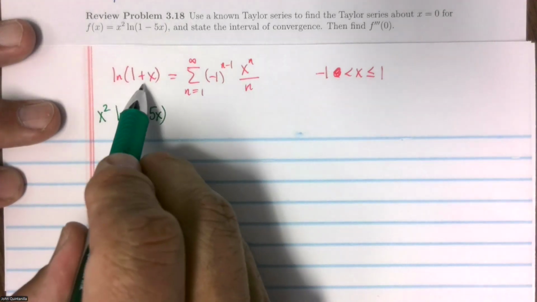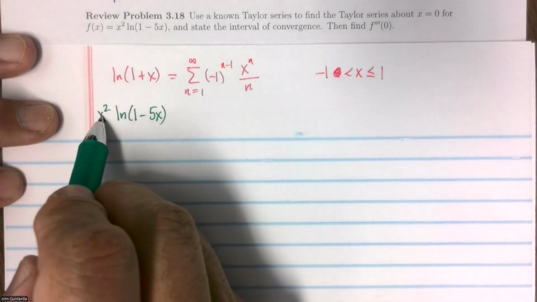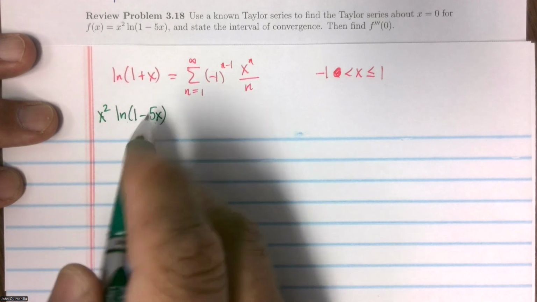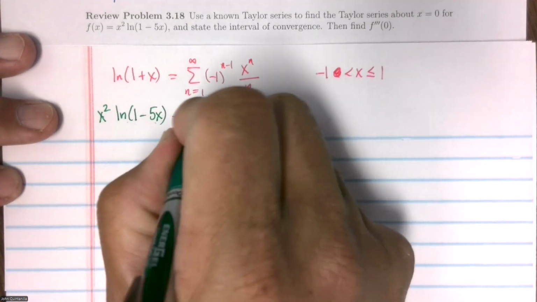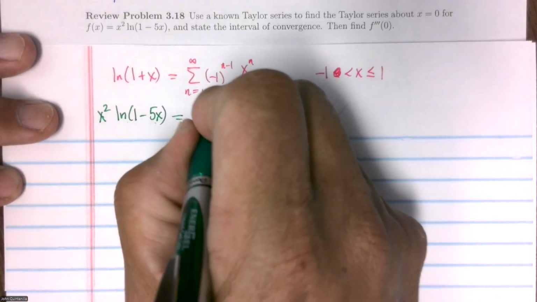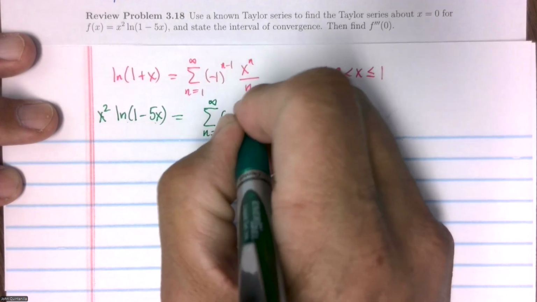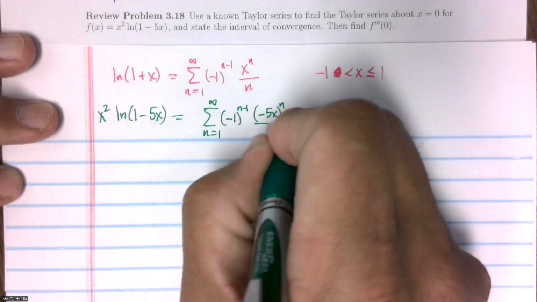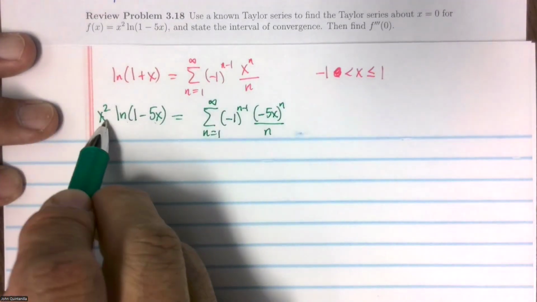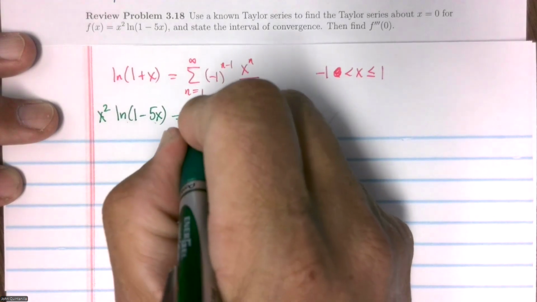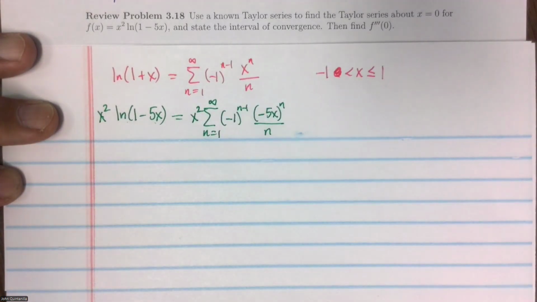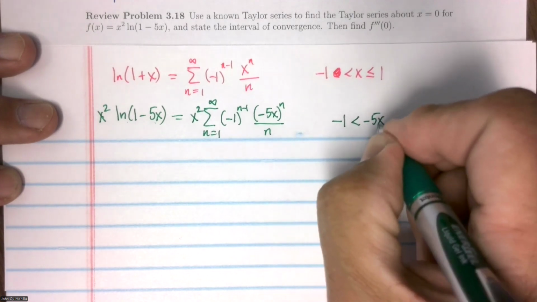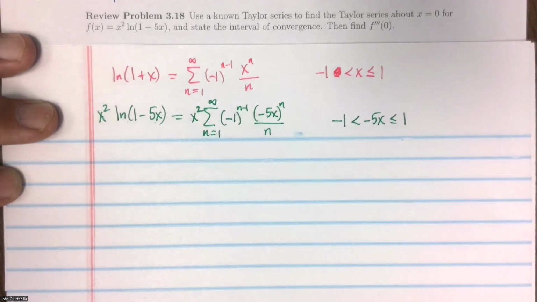So for the problem at hand, we have natural log of 1 minus 5x, and we're multiplying it by an extra x squared. For the function that we're given, x squared times natural log of 1 minus 5x, everywhere I see an x, I replace it by -5x. So this is equal to the summation n equals 1 to infinity of (-1)^(n-1) (-5x)^n over n. And then I have an x squared here, so I need to put an extra x squared in the front. And this will converge as long as -1 is less than -5x less than or equal to 1.